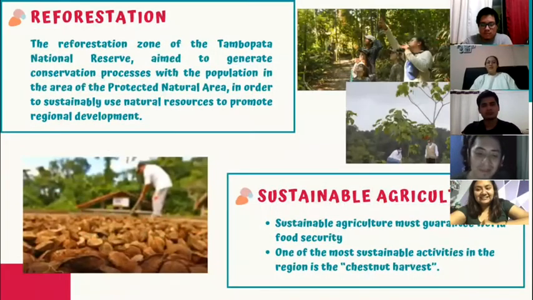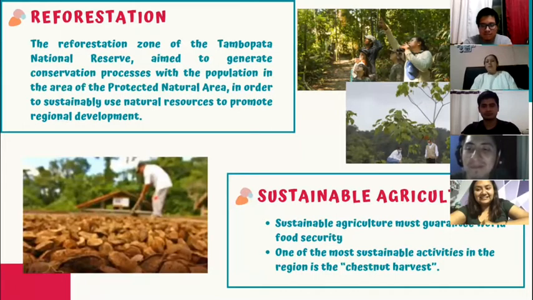Continuing, we'll talk about reforestation. The Tambopata National Reserve's objective was a general conservation process with the population of the protected natural area, to use natural resources in a sustainable way to promote regional development. Tambopata also participates in different actions protecting the reforested lake, and employing local people who make a living from unsustainable activities such as deforestation, hunting, and mining coal.